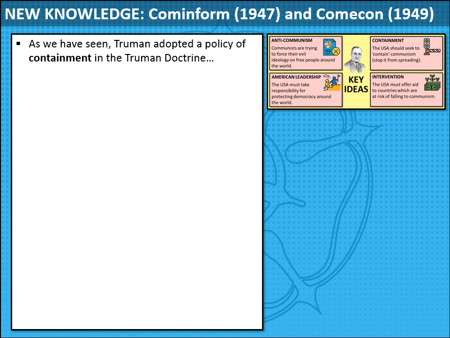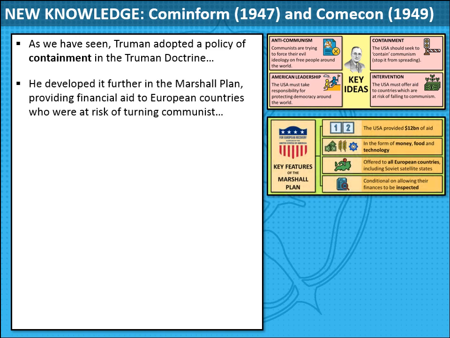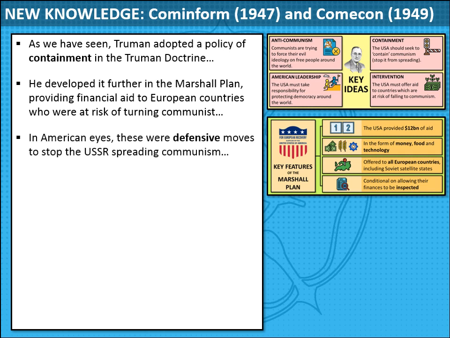So as we've seen in the last couple of lessons, Truman adopted a policy of containment in his Truman Doctrine, and he developed it further in the Marshall Plan, providing financial aid to European countries who were at risk of turning communist. In American eyes, these were both defensive moves designed to stop the USSR from spreading communism and to contain it.